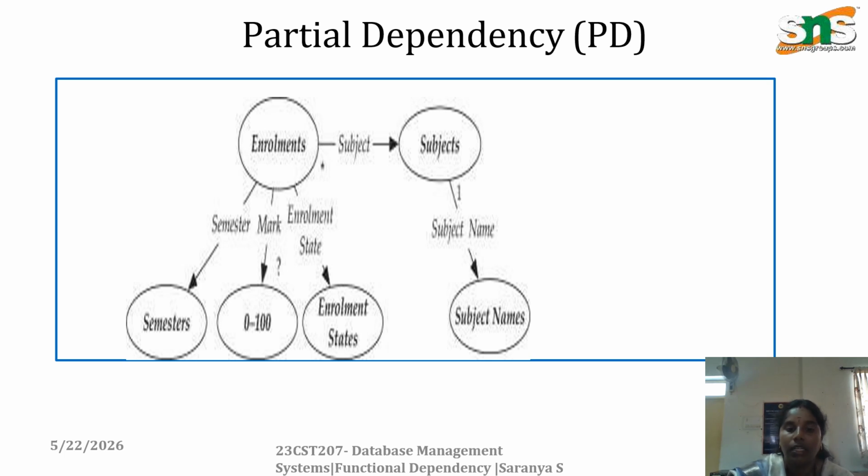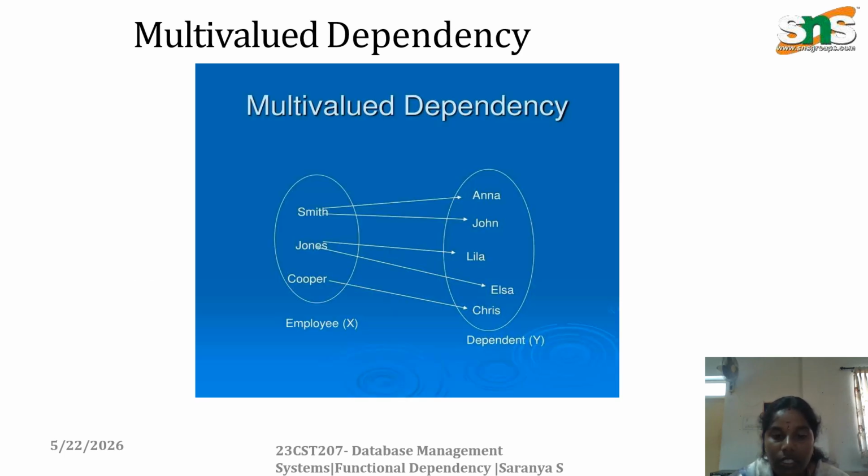The next one is multi-valued functional dependency. In a multi-valued dependency, the entities of the dependent set are not dependent on each other. For example, A tends to B, C, and there exists no functional dependency between B and C, then it is called a multi-valued functional dependency.